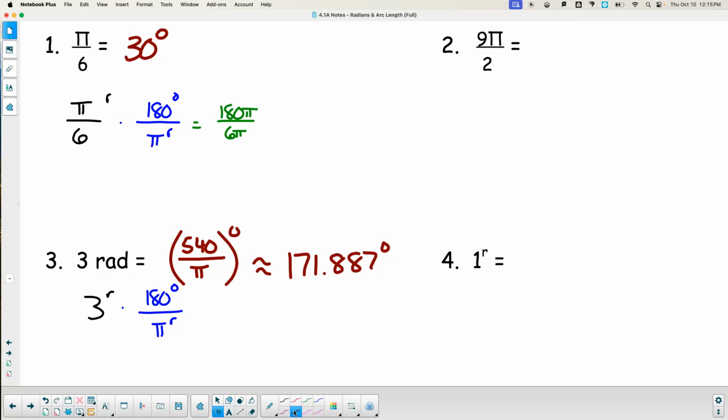Okay? You now convert 9 pi over 2 and 1 radian into degrees.